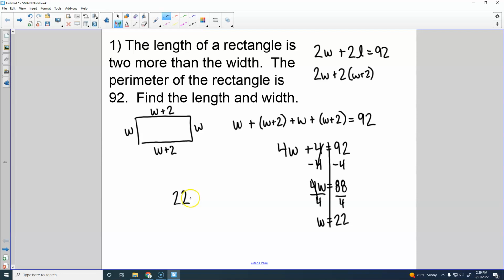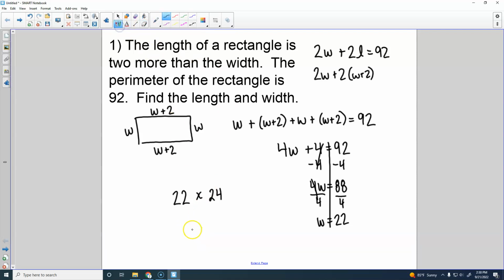It doesn't actually tell us units. It should say units like inches, centimeters, whatever. What is the length going to be? 24. Because our length is going to be 2 longer than our width. It's just asking for length and width.